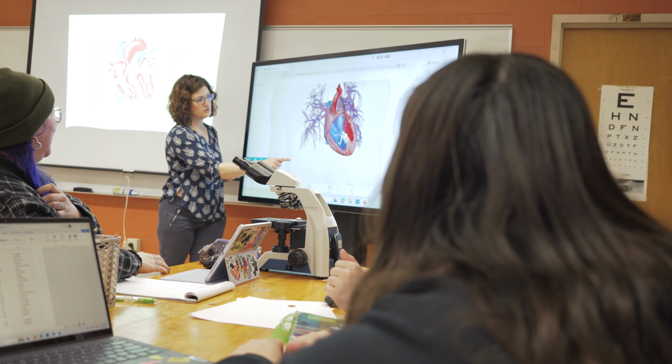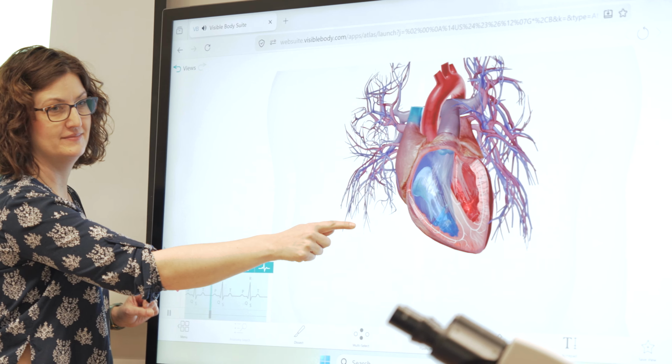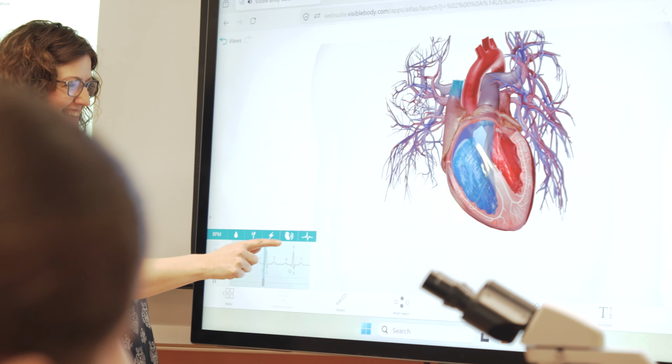One of my favorite lessons is actually talking about the heart and the cardiovascular system. There is interactive video that the students can use that will not only show the anatomy of the heart, but it also shows the cardiac conduction system. We can slow it down so that the students can really see how the blood flows through the heart.